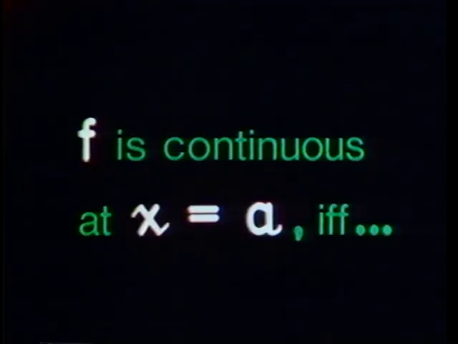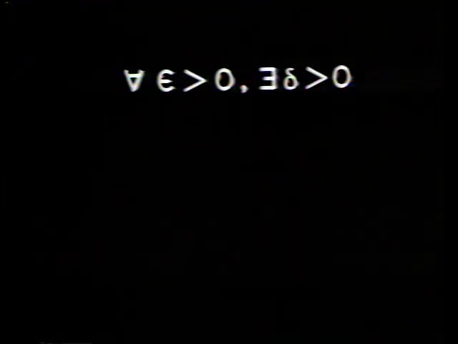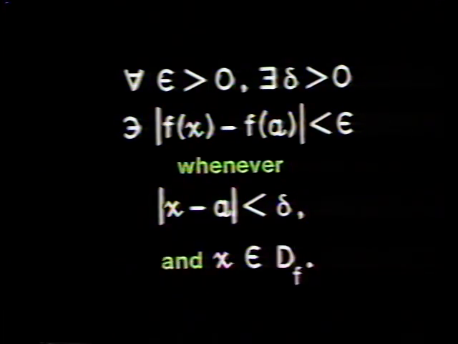Thus, we can define continuity of a function f at a point x equals a using suitable modifications of the limit definition. Namely, f is continuous at x equals a if and only if, for all positive epsilon, there exists a positive delta, such that the absolute value of f at x minus f at a is less than epsilon whenever the absolute value of x minus a is less than delta, and x is an element of the domain of the function f.